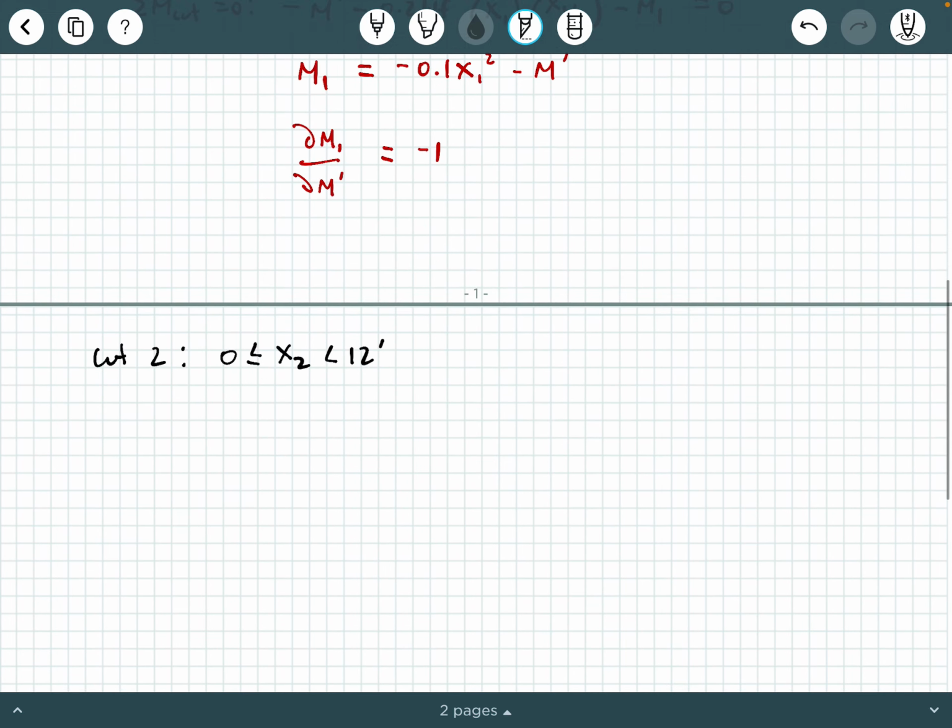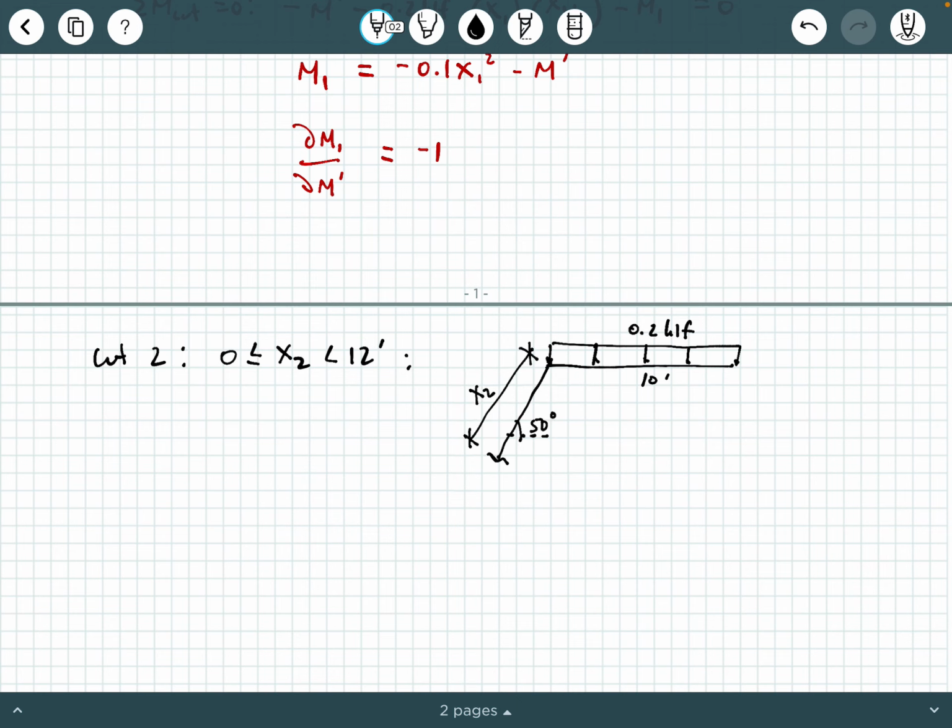And so by method of sections, how do we draw this? Well, I'm going to draw everything from above here. So this full 10 feet is going to show up here. This is 0.2 KLF. This is 10 feet. And we make this cut here. This is 50 degrees, all right? And we're cutting at a distance x2, all right?